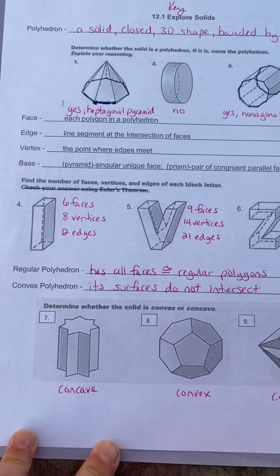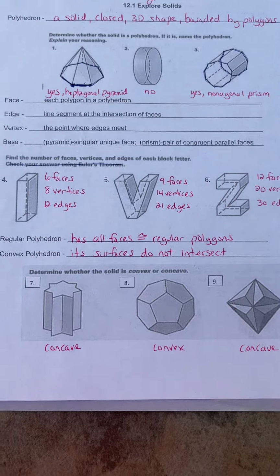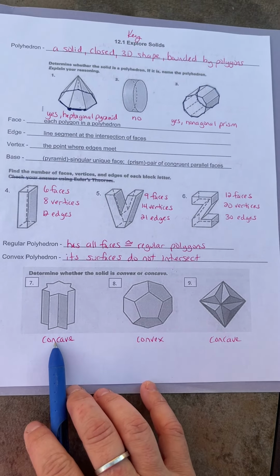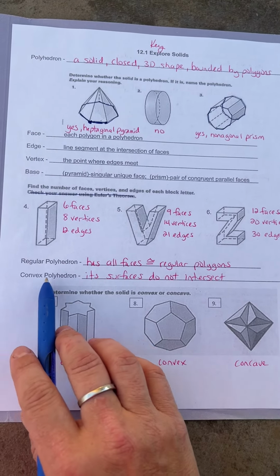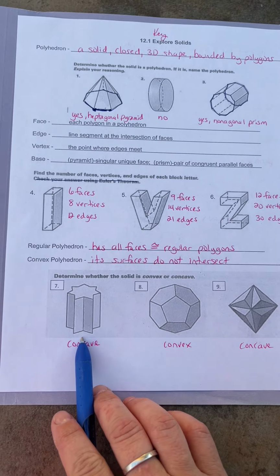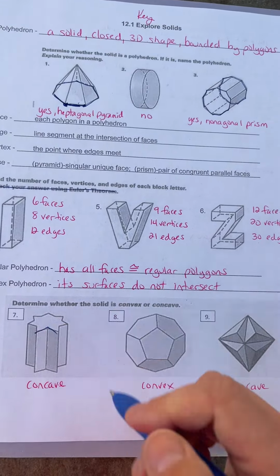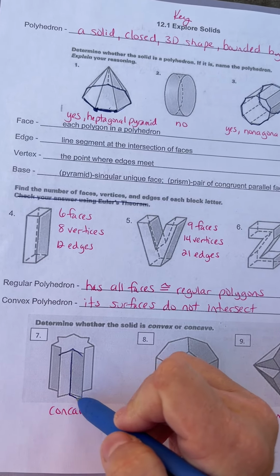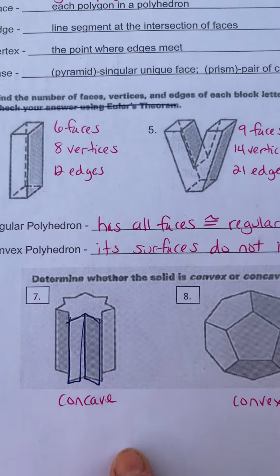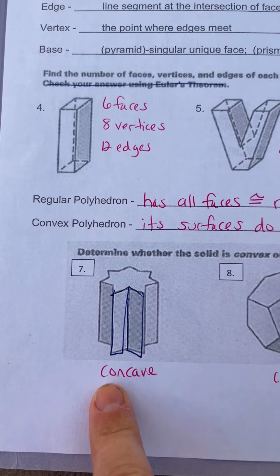A convex polyhedron, its surfaces do not intersect. So what we mean by that, if you look at these three examples at the bottom, this is considered concave. So look at our definition, convex, the surfaces do not intersect. Well, this is concave if you think about it having kind of an indent. Do you see how this one kind of indents here? If you think about this polygon and this polygon, if I were to extend them in all directions, they would intersect. So that's why it's considered concave, kind of that indent.